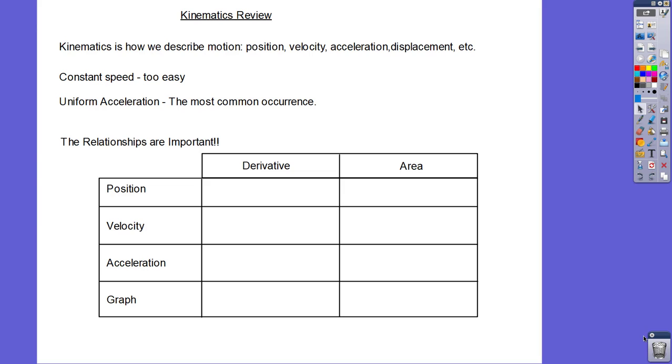Hi everyone, this is just a quick little review of kinematics and dynamics. So for the next week we'll be doing short little reviews every day of different topics, getting ready for the AP Physics C Mechanics exam.